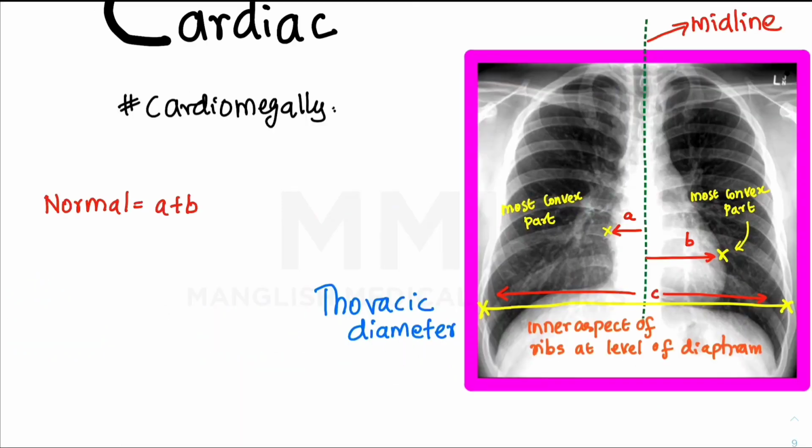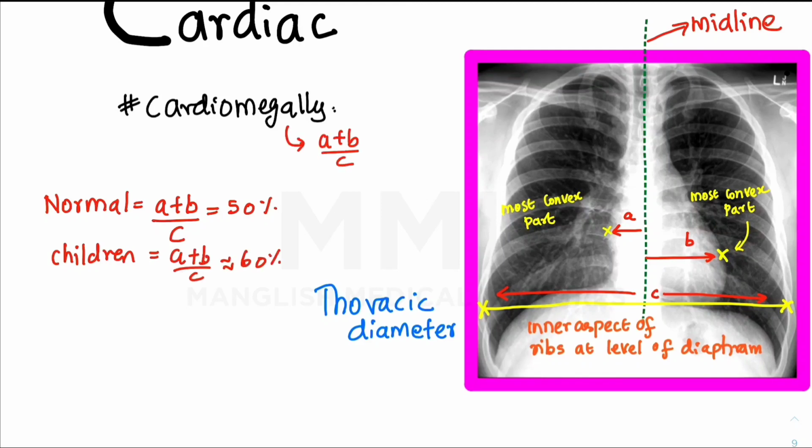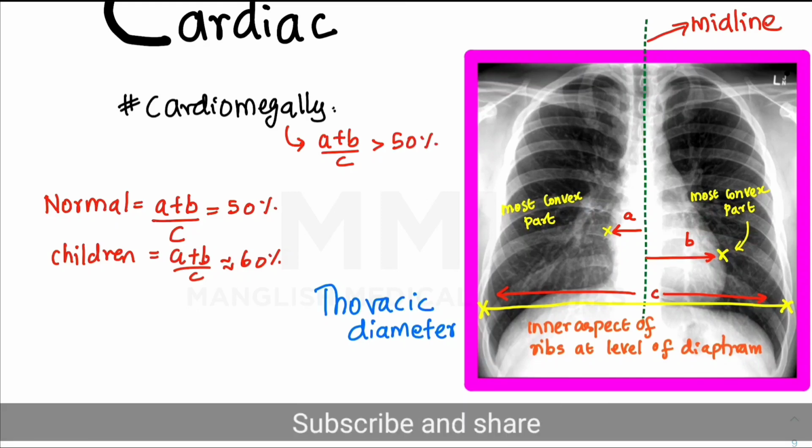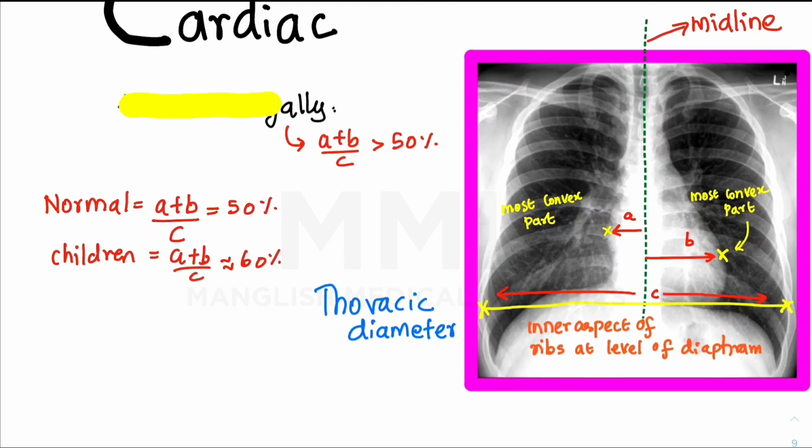Okay, now A plus B by C is 50%. That is around half, right? That's the normal. If A plus B by C is around 60, that's also normal in children. If it is greater than 50%, then that is cardiomegaly. So that's how we measure cardiomegaly. I think that's now crystal clear.